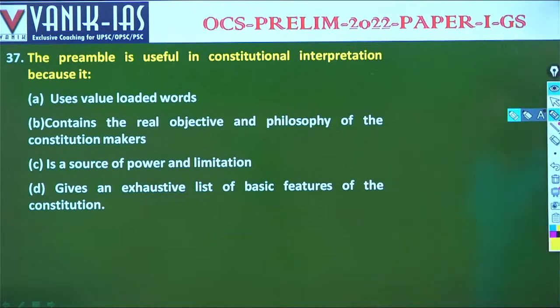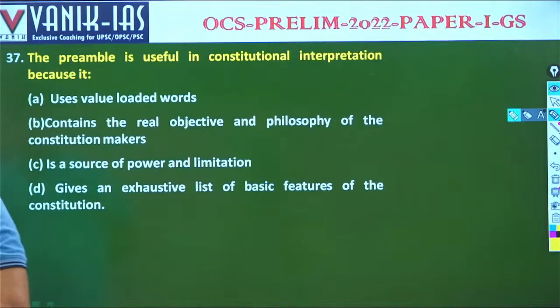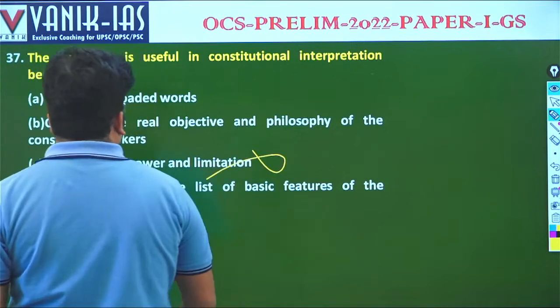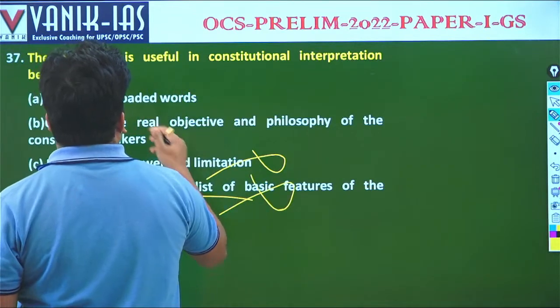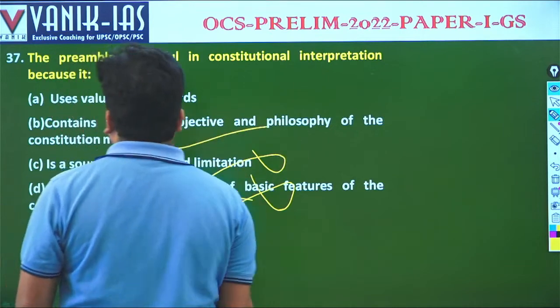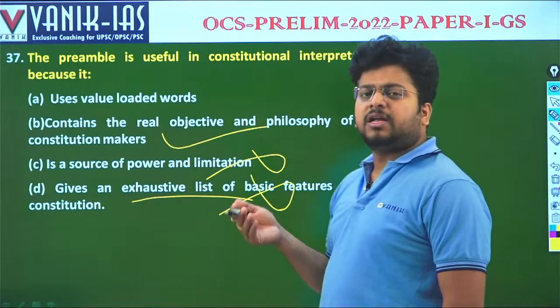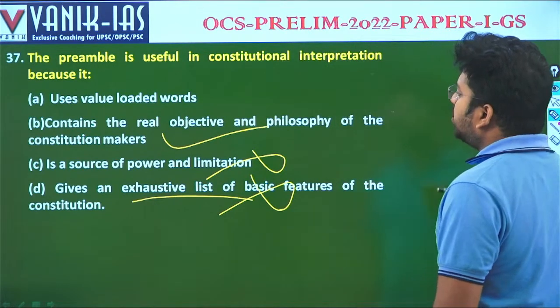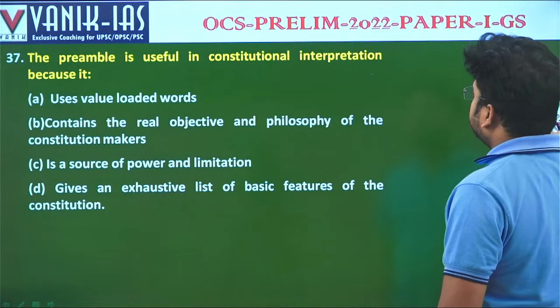The preamble is useful in constitutional interpretation. Why is the preamble useful? It uses value-loaded words, and contains the real objective and philosophy of the constitutional law. It is a source of power and limitation? It is not a source of power or limitation. Gives an exhaustive list of basic features? There is no list. This is wrong. Uses value-loaded words is right, but this is more appropriate: it contains the real objective and philosophy of the constitution, right? It talks about justice, liberty, fraternity, equality, sovereignty, the idea of a republic. So it contains the real philosophy of the constitution. B. It is the horoscope of the constitution, the summary of the constitution.